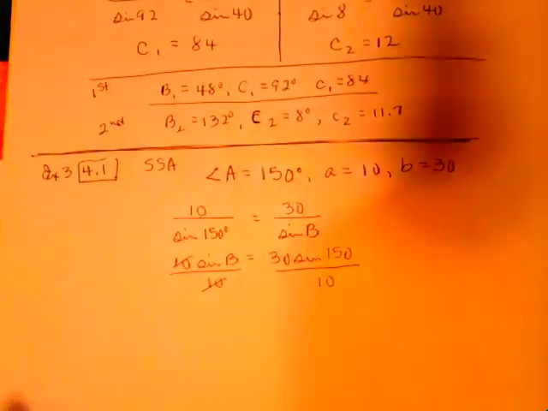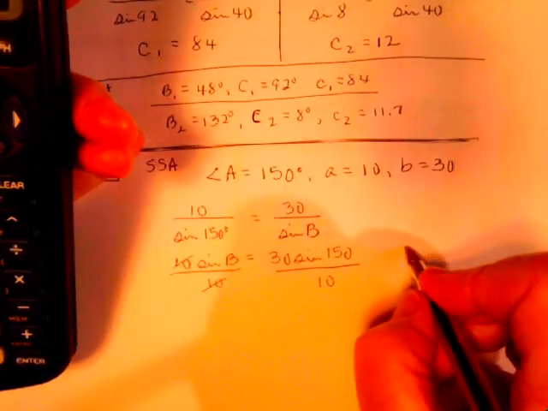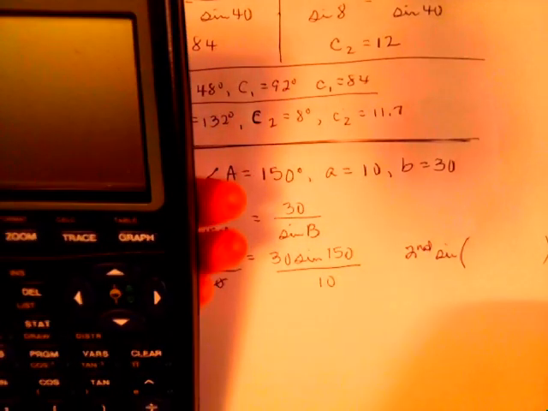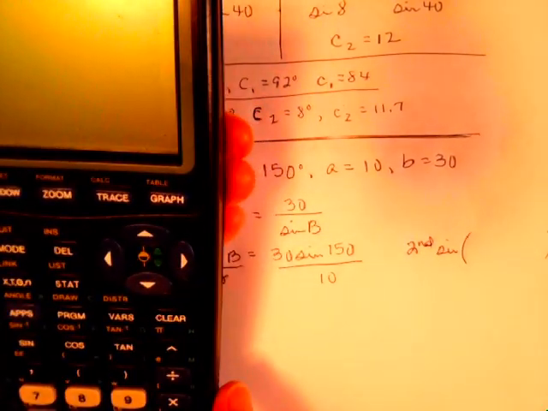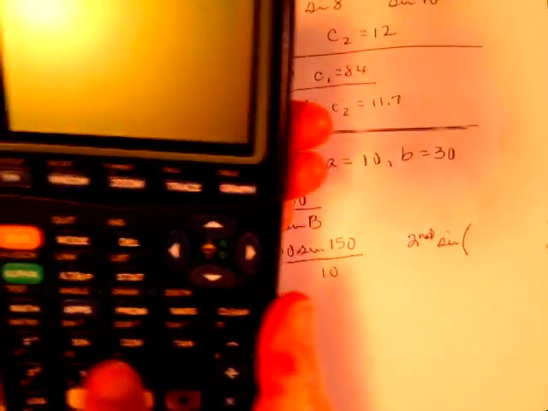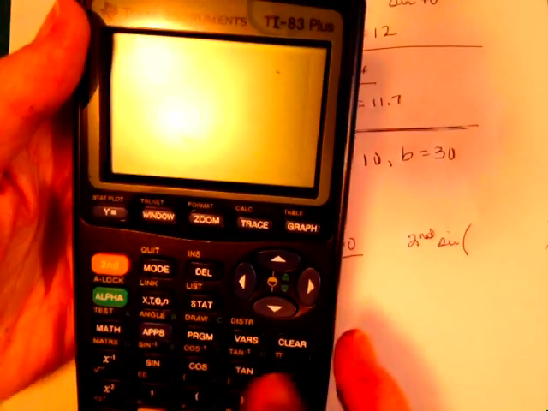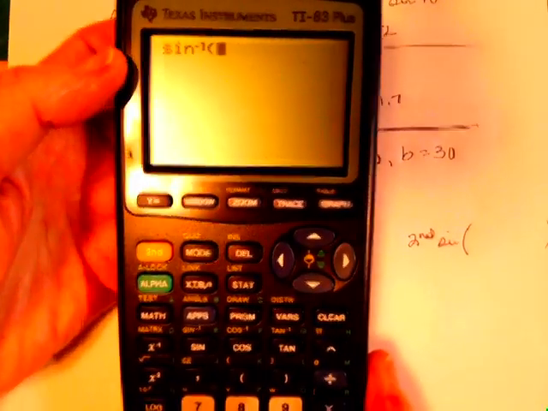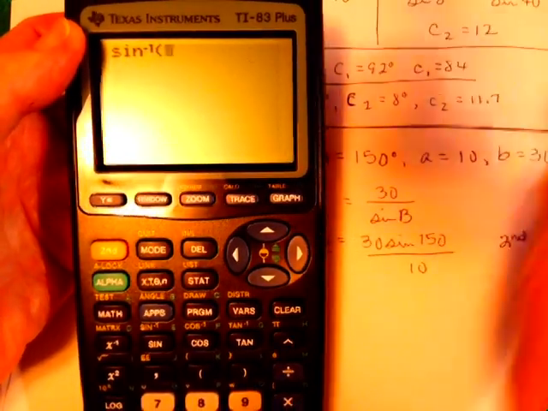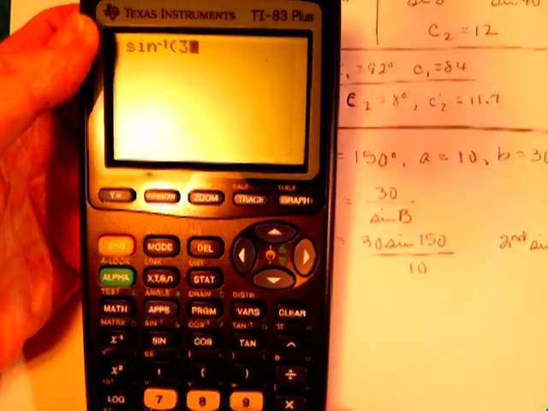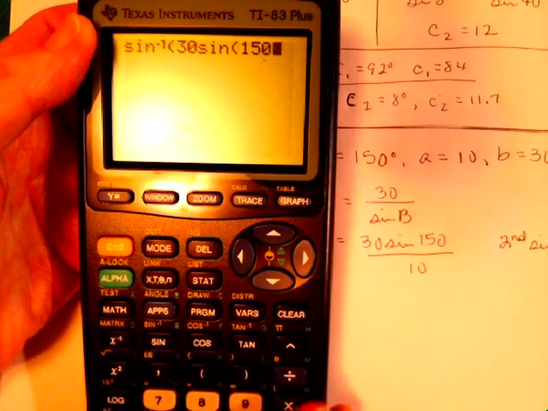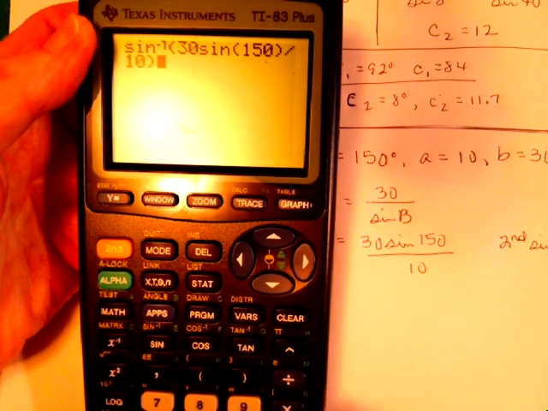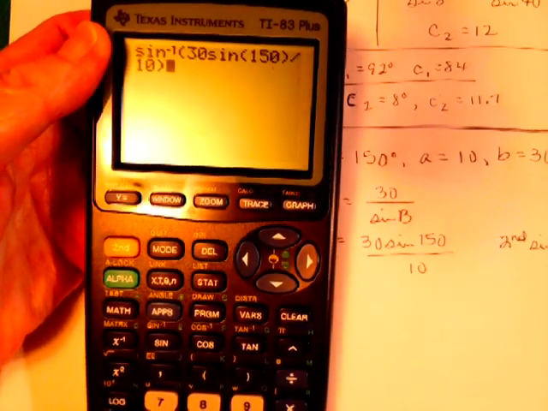and put that in your calculator, you're going to do second sine. Let me start over. Second sine. Put this information in your calculator. 30 sine of 150, close parentheses, divided by 10, close parentheses, enter.